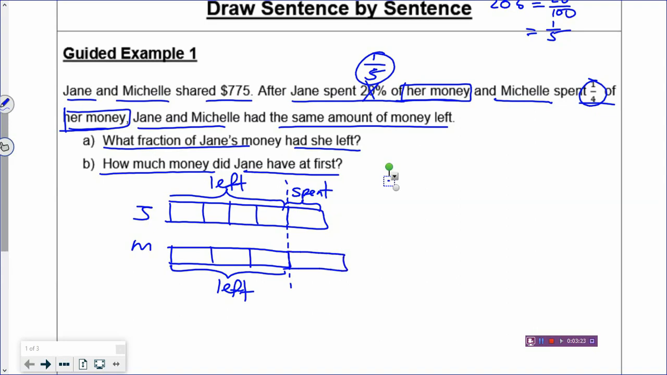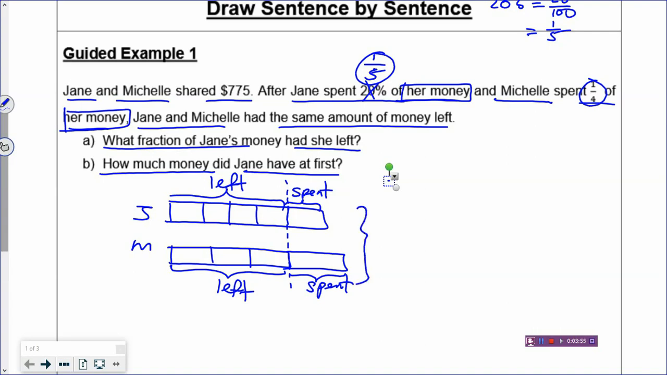Maybe when you draw, you are not quite sure who has more money at first. So don't worry. Later on you can see. We can always make adjustments later. Right now it seems like Michelle has more money at first. We are not sure, so let's continue drawing and see. And then this 1/4 of Michelle's money must be spent. If you go back to the first sentence, earlier on we couldn't draw the first sentence, but now we can add on to the model.